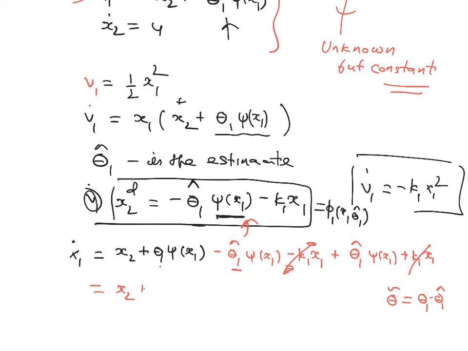So now if you see, that will give me this, right? So it will give me theta 1 bar, which is this, right? Phi of x1 minus k1 x1 plus theta 1 bar phi of x1. I'm thinking minus plus k1 x1, right?